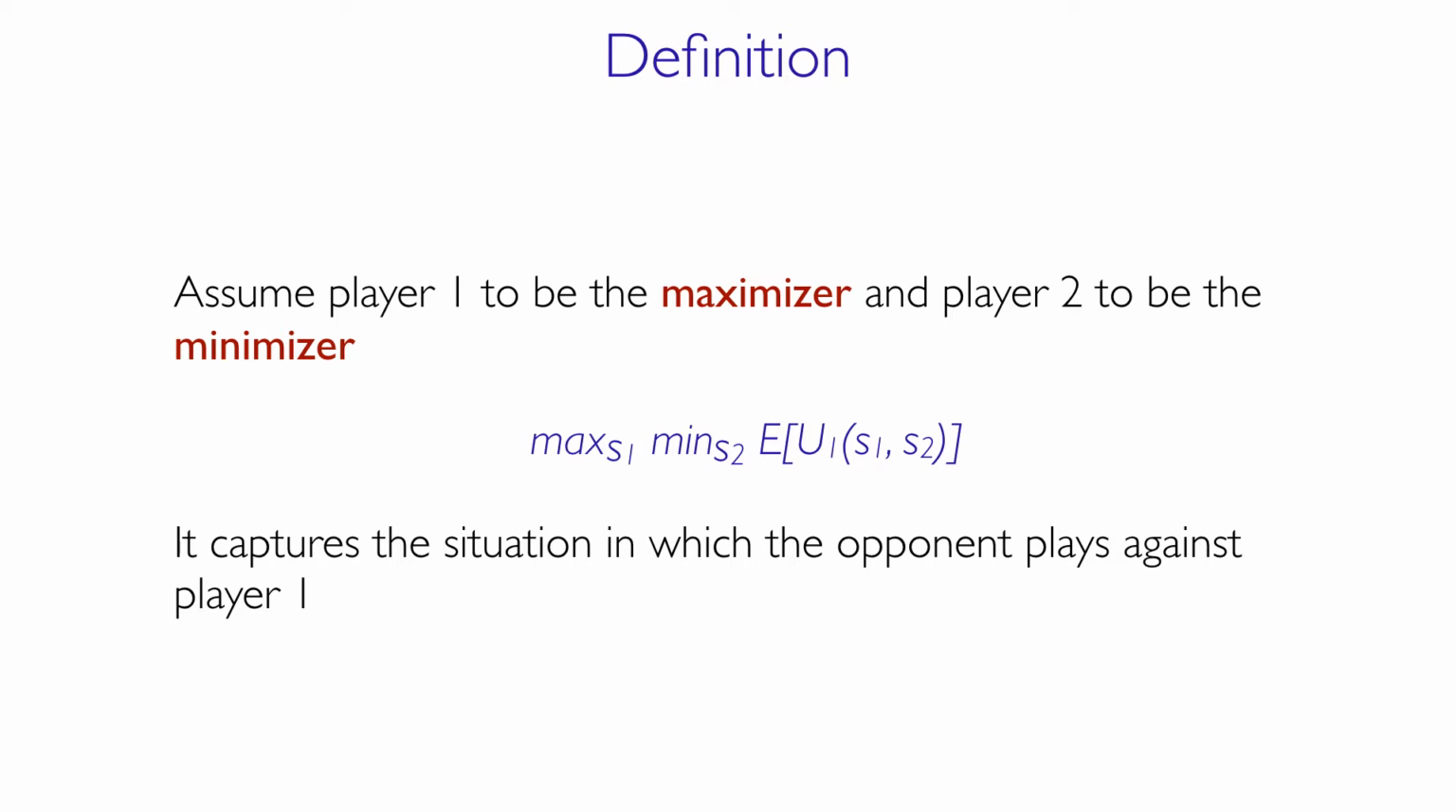By definition, a maximum strategy is the strategy of player 1 that maximizes her expected utility when player 2 is trying to minimize it. In practice, it captures the situation in which the opponent of player 1 plays against player 1.